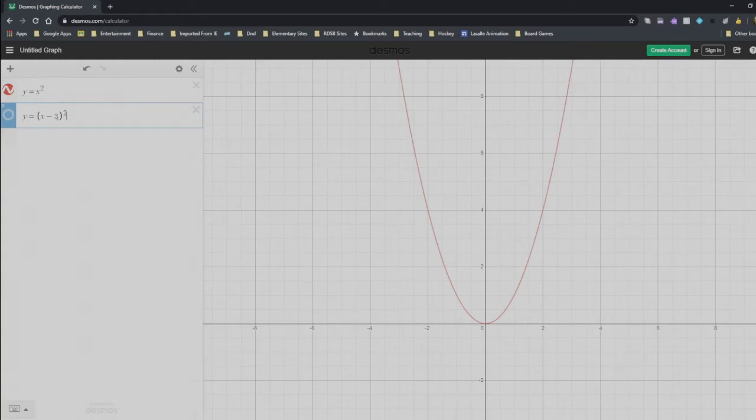So which way is that parabola going to move? I have already kind of given you a hint when I say the word horizontal, but which way is it going to move? Is it going to move right or is it going to move left?